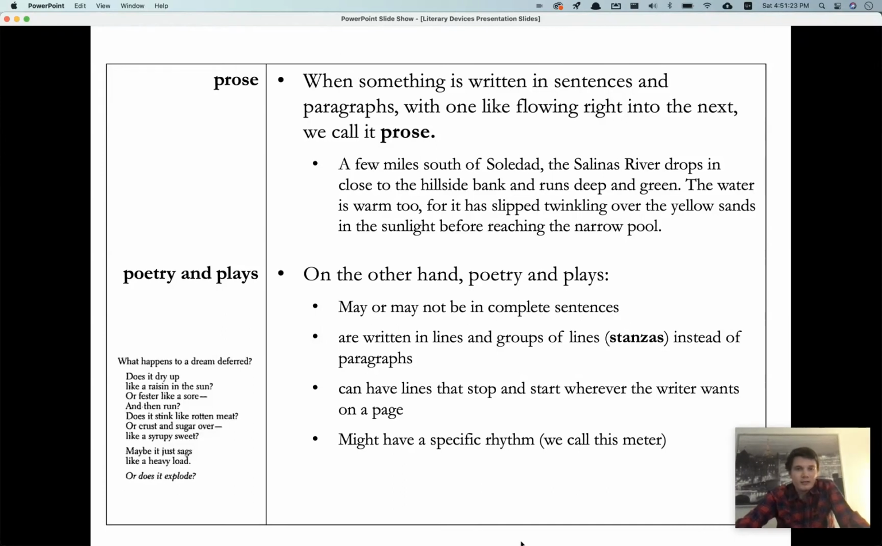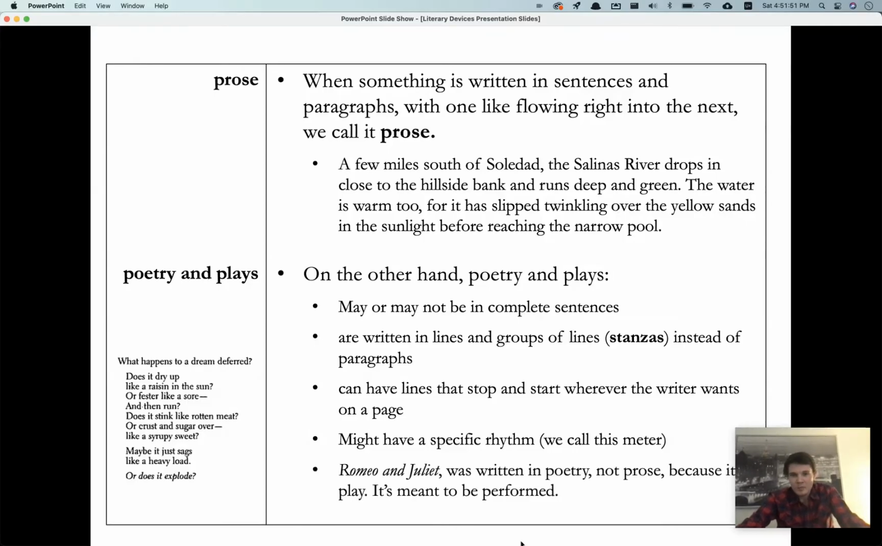So also, poetry and plays can have a specific rhythm to the language, like a beat. We'll call this meter, and we're actually going to talk about that at the very end of this presentation. But what you should know is that prose generally doesn't have meter or rhythm that's regular and that the author or creator puts there intentionally. But poetry and plays do. So be aware of that.